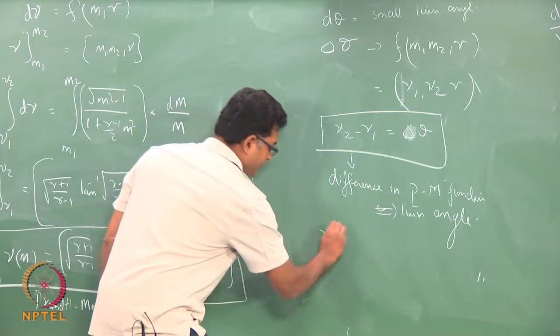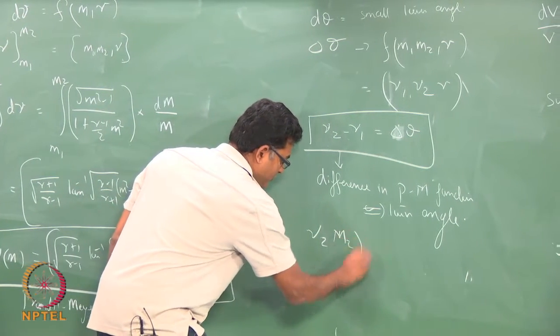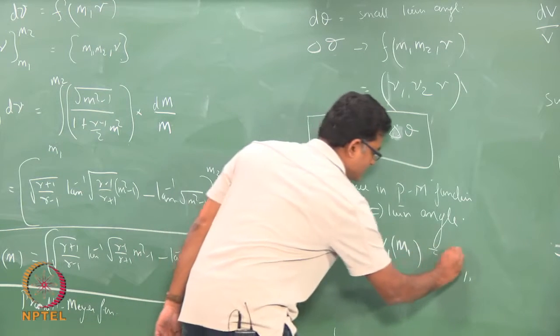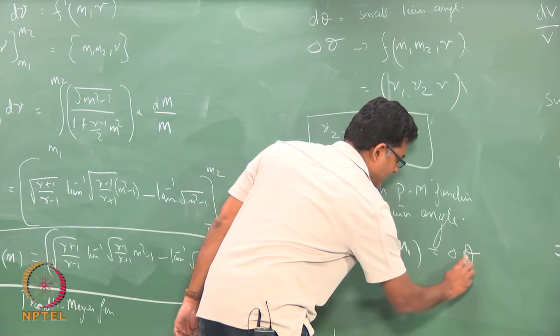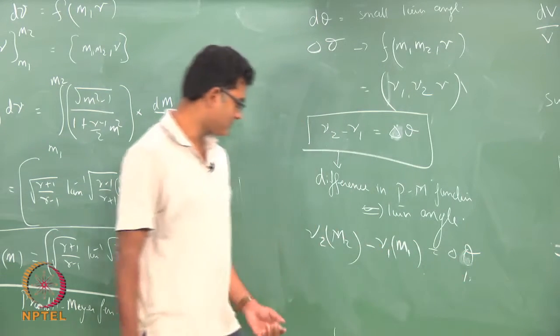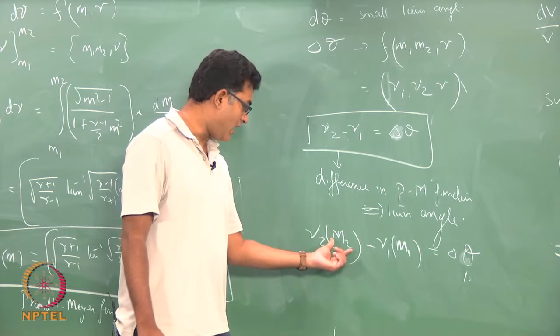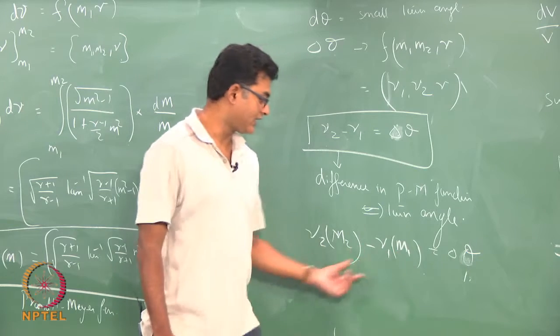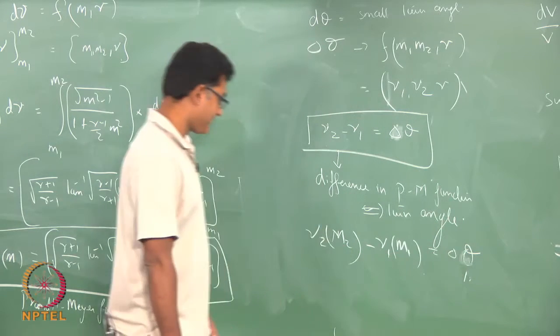So, your nu 2 is a function of m2 and nu 1 is a function of m1, which will give you your d theta. So, if I know my turn angle, or if I know my Mach number after the turn and Mach number before the turn, I can get the turn angle.